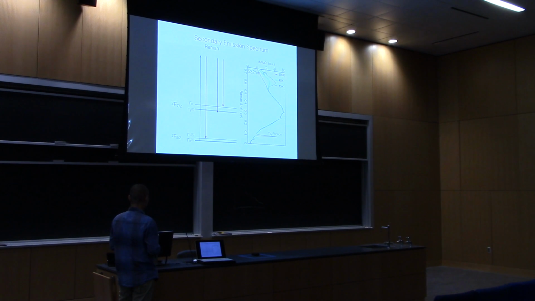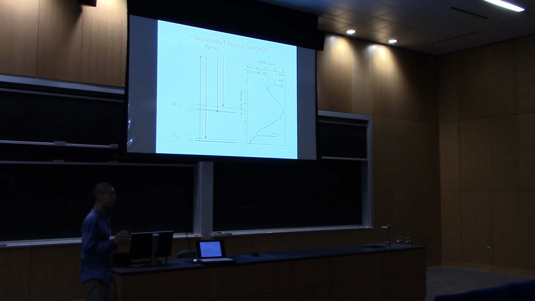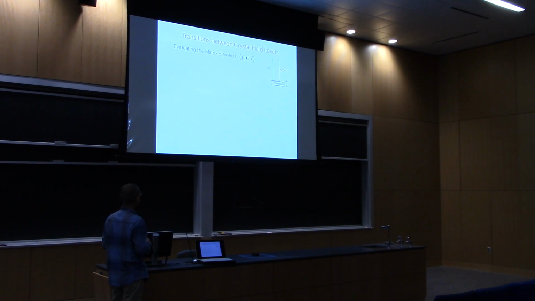In order to assign these peaks to the crystal field levels, it's helpful to know their relative intensity in different symmetry channels, which I will show now. In order to do it, we need to evaluate matrix elements of this form. Here I stands for the initial state, and F is the final state. The O is the effective Raman operator.